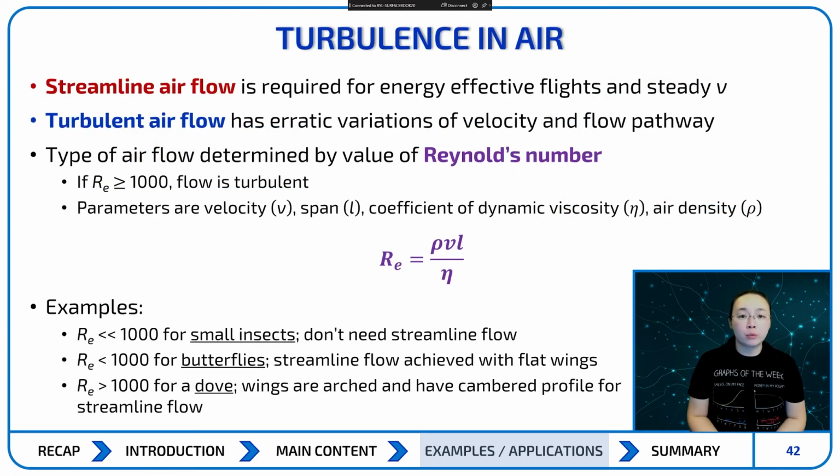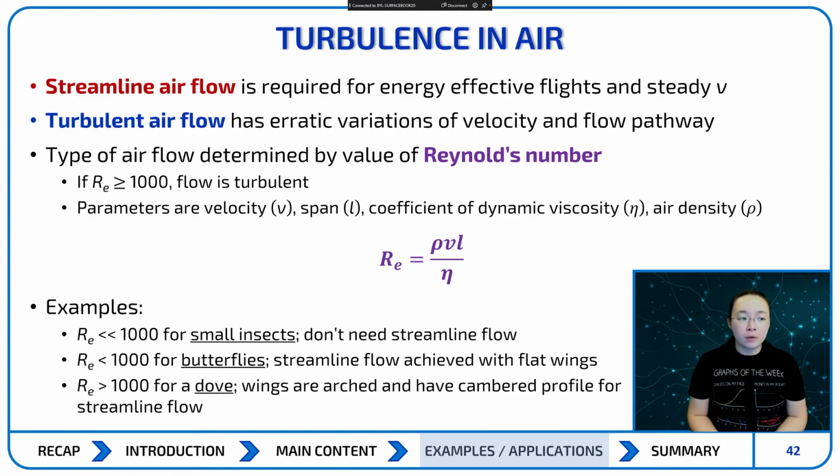Let's now move on to turbulence in air. So we have streamlined airflow and turbulent airflow. Streamlined airflow is exactly like it sounds. It's good for effective, energy-efficient flights and a steady velocity. But if you have turbulent airflow, there's going to be odd and erratic variations in your flight, and that means that your velocity and your flow are going to be regularly changing.